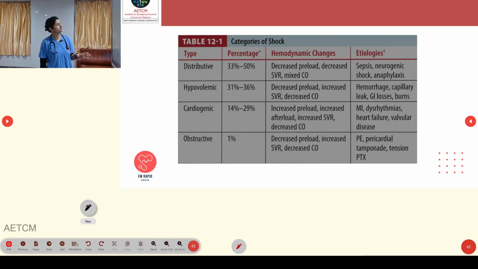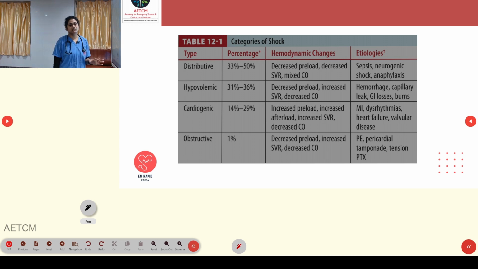So these are the categories of shock: distributive, hypovolemic, cardiogenic and obstructive. Commonly it is distributive 30 to 50%, hypovolemic 31 to 36%, cardiogenic 14 to 29%, and obstructive is the least common, that is 1%.